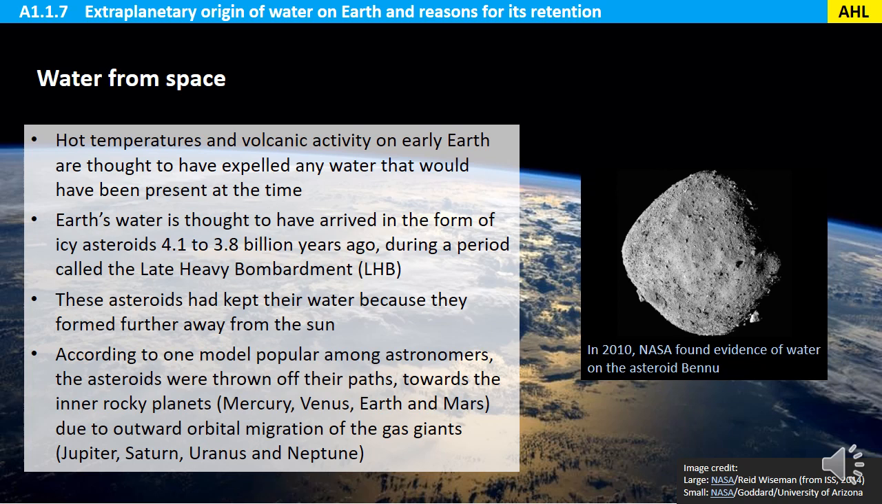Outward orbital migration means that these gas giants moved away from the Sun, so their orbits moved away from the Sun. And as they moved with their huge gravity, they threw some of the asteroids off their paths, so some of them in the end crashed into Earth, bringing a lot of water with them.